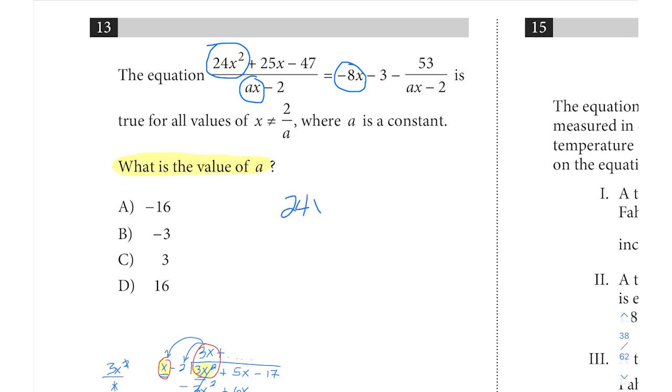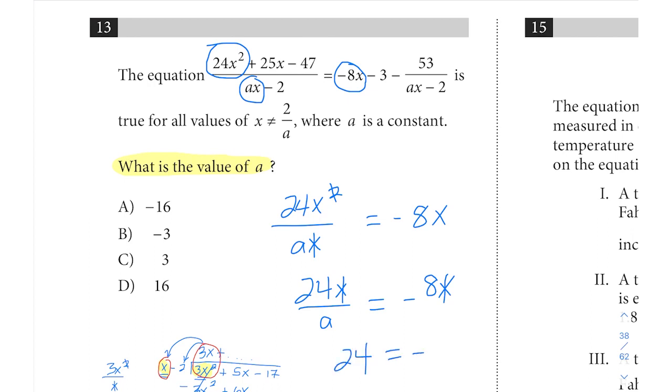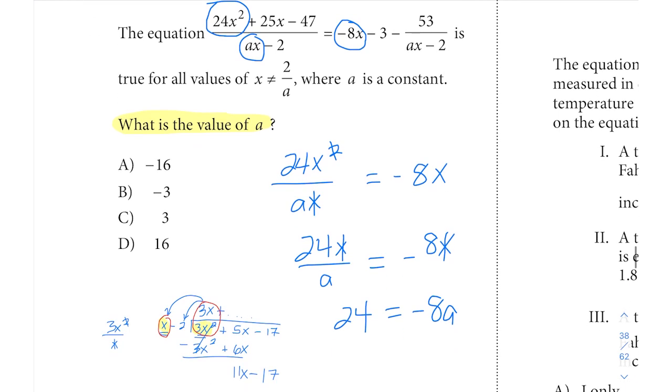Here we have 24x squared divided by 8x. And again, right now all we care about are those leading terms, and the leading term in that quotient would be negative 8x. Let's see if we can simplify accordingly. So one of those x's cancels out with that one. We're left with 24x over a equals negative 8x. We can actually cancel these two x's and multiply both sides by a to get 24 equals negative 8a. Divide by negative 8, and we get a equals negative 3, which is our correct answer here.